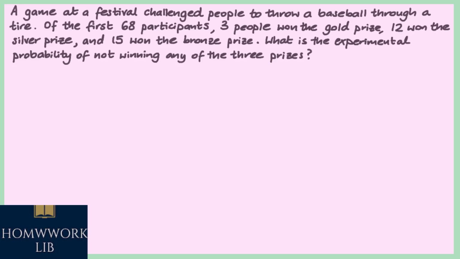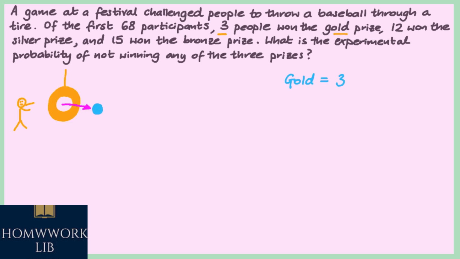A game at a festival challenged people to throw a baseball through a tire. Of the first 68 participants, 3 people won the gold prize, 12 won the silver prize, and 15 won the bronze prize. What is the experimental probability of not winning any of the 3 prizes? Let's begin this by picking out the key pieces of information.